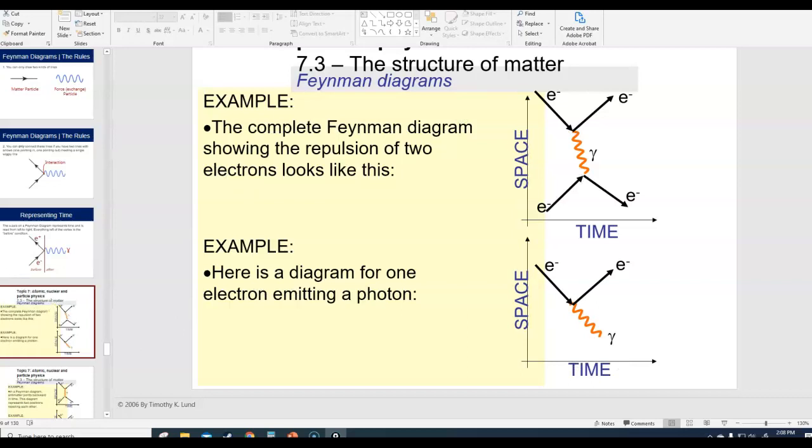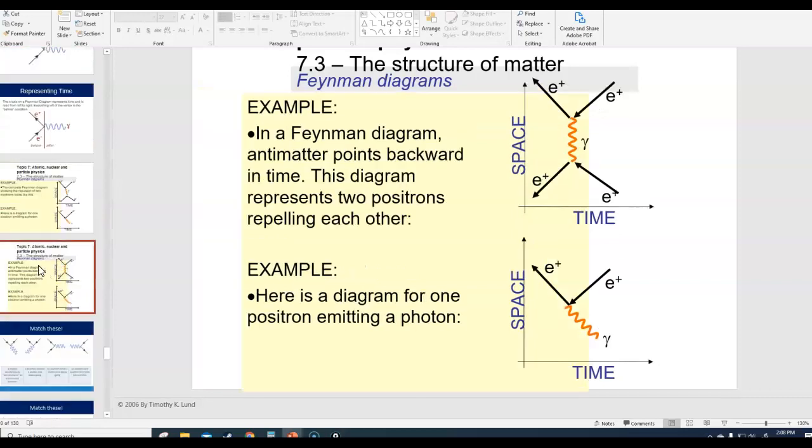Just to see a few more. Here, notice that time is still on the x-axis, and these arrows are all pointing backwards in time, which means I'm dealing with antiparticles. This is basically two positrons repelling each other, so it looks almost exactly the same as the Feynman diagram for two electrons repelling each other, except all of the arrows are pointing backwards in time.